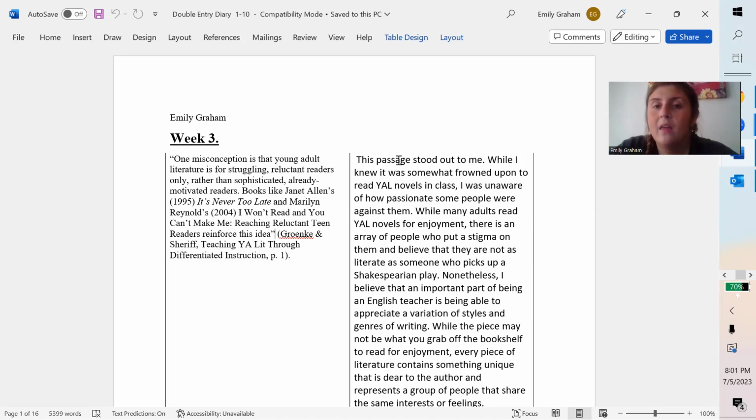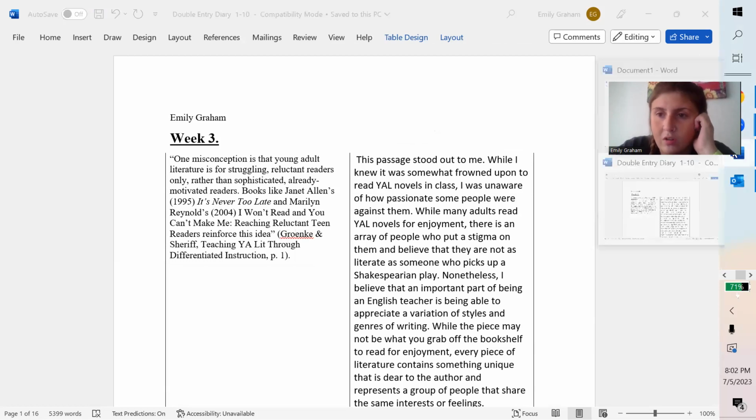So I had my own opinion, and this quote stuck out to me because while the writer of this particular quote believed that young adult literature was a good thing, I was not aware that there was a big cult following against it. So that's why I chose this quote, and I went on to explain it a little bit, as you can see. And that is what I want it to look like.